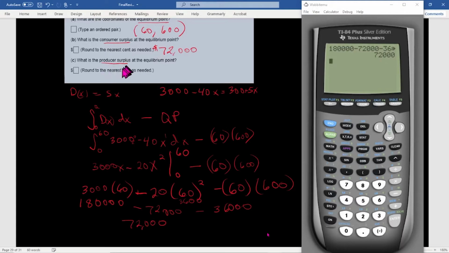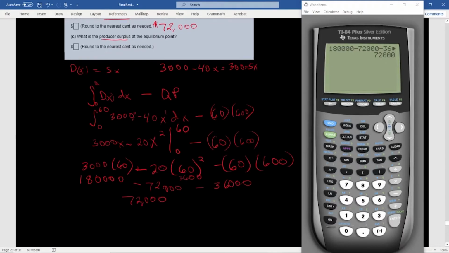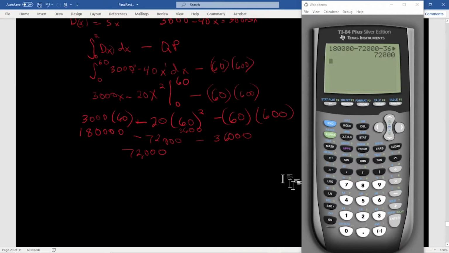Okay, producer surplus. Now the producer is different. Let's go back to our graph. So the producer's graph, let's see which one. I think they are the S of X. So they're the second graph, which is going up, right? So they're this one. And their surplus is the top part. Because again, we take this bottom part. So this bottom part is their actual expenses. So their surplus is the top part.